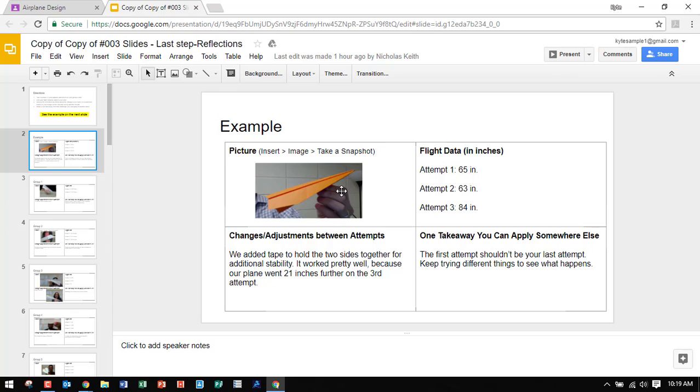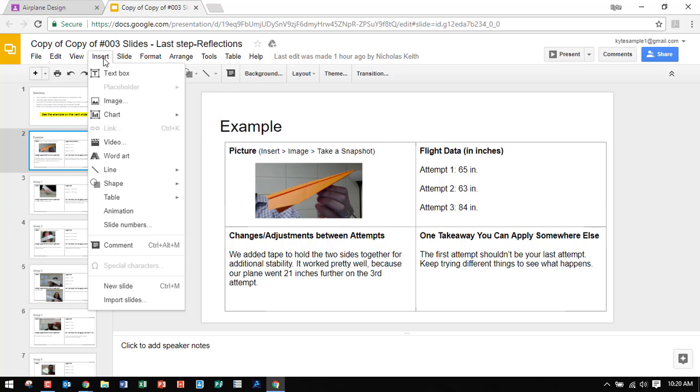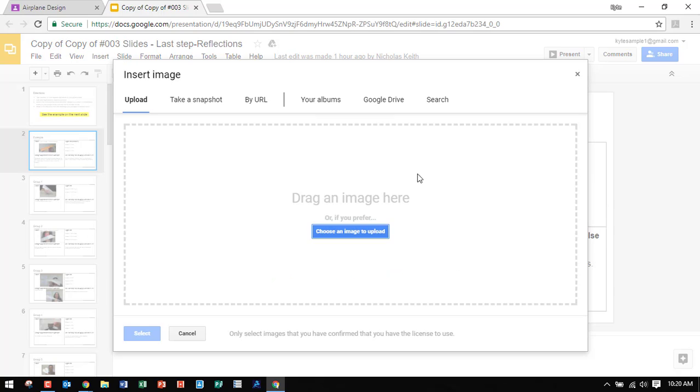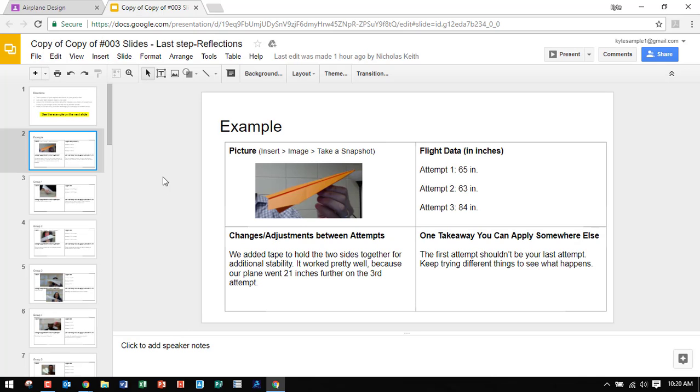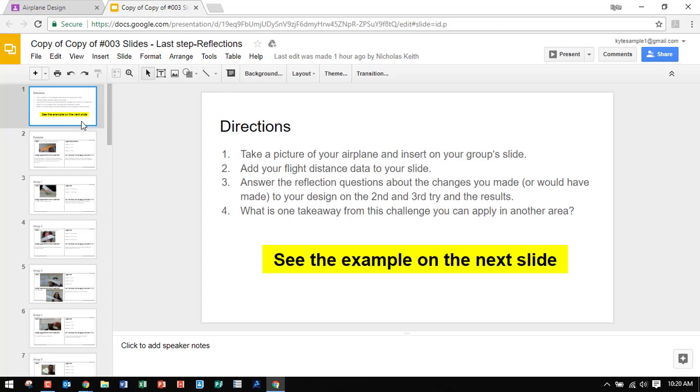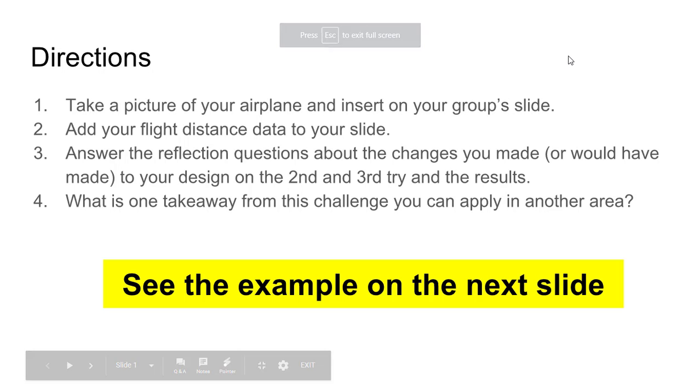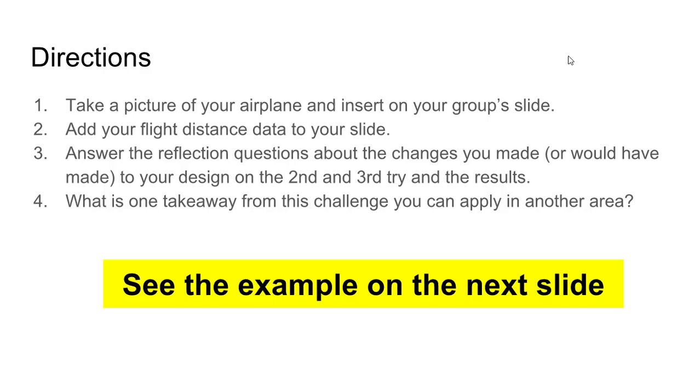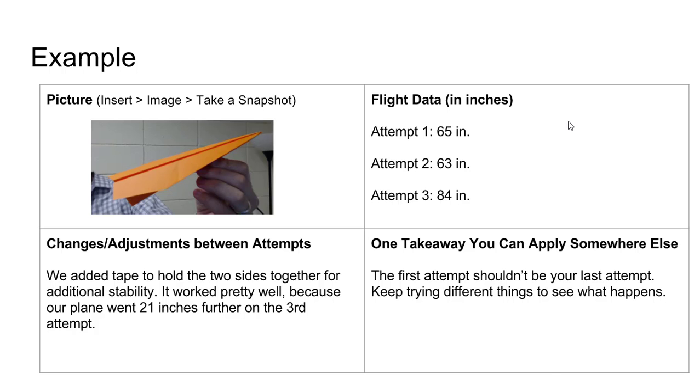For students to insert an image into slides, they just go to Insert, Image, and then select Take a Snapshot, and it will ask them to allow their webcam, and they can take a picture of whatever they've created during the engineering design process. Once they're finished, and students have all added their information, all you have to do is click Present, and then you can have each student group share what they learned during the engineering design challenge.